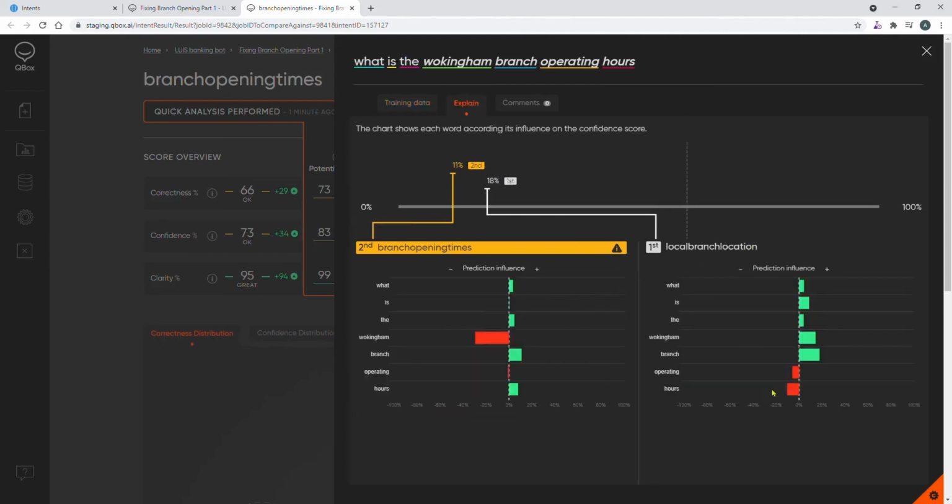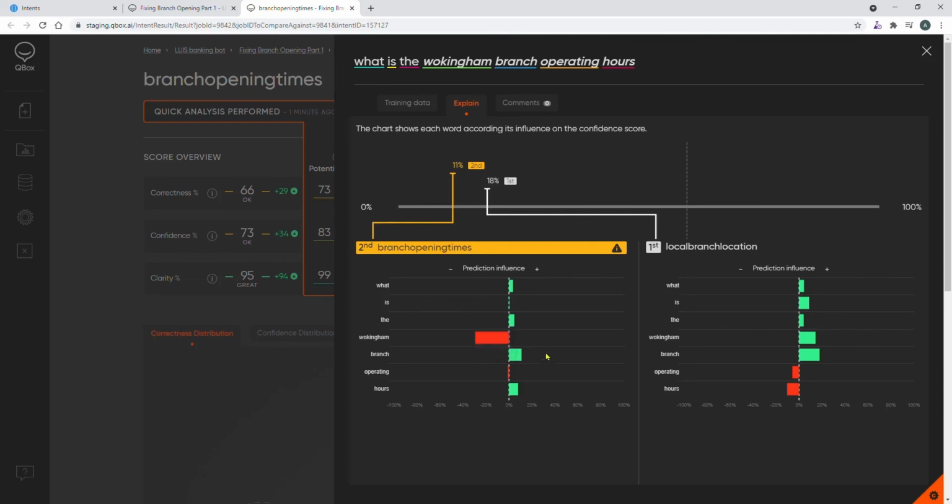Let's go to explain, and this confirms that branch is a strong influence, and also Wokingham. So Wokingham is an entity for branch names. The concept really is about the branch operating hours, and branch and hours aren't a problem, but operating is weak here. Wokingham is also weak. However, because this is an entity, I don't want to include too many utterances with Wokingham specifically in, as they should be evenly spread across all intents that use this particular type of entity.